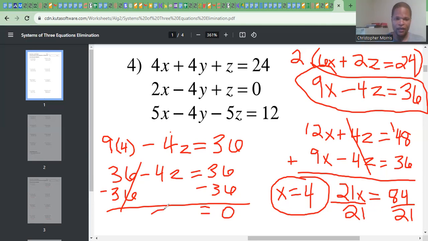based on what I'm seeing. Yeah, because you're going to have -4z equals 0. If you divide both sides by -4, like you should, that's going to leave you with z equals 0.